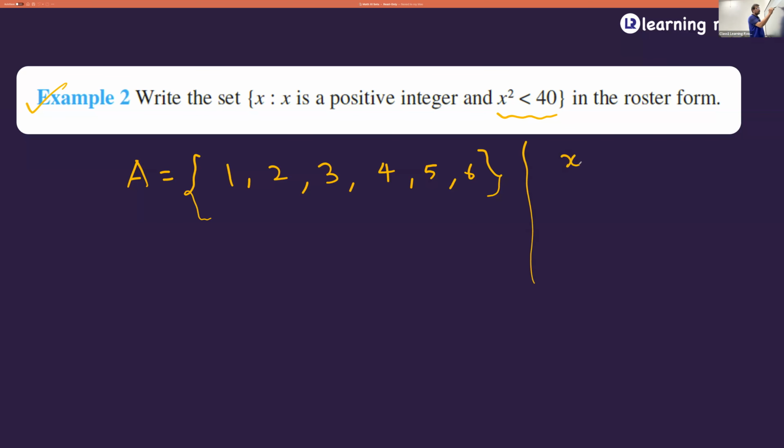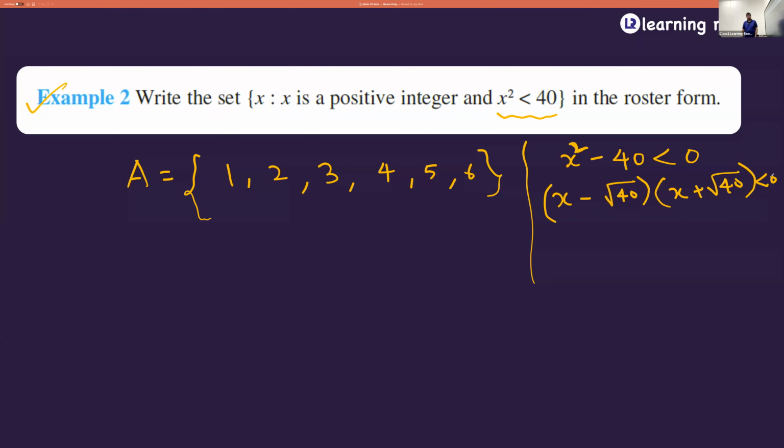See, when I write x square is less than 40, right? Can I write x square minus 40 is less than 0? Right? So it is of the form a square minus b square. So can I write this as x minus root 40 into x plus root 40 is less than 0? Can I write it like this?